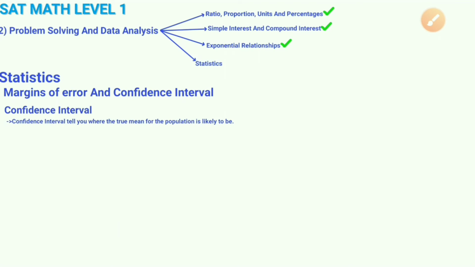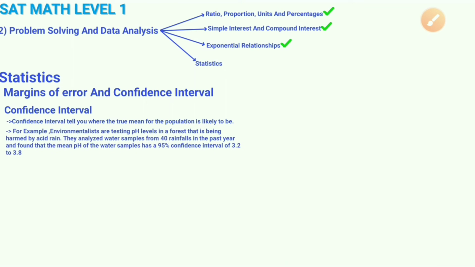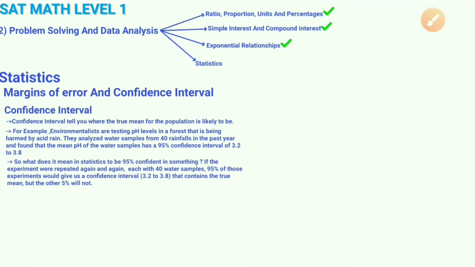Confidence interval tells you where the true mean for the population is likely to be. For example, environmentalists are testing pH level in a forest that is being harmed by acid rain. They analyzed water samples from 40 rainfalls in the past year and found that the mean pH of the water sample has a 95% confidence interval of 3.2 to 3.8.